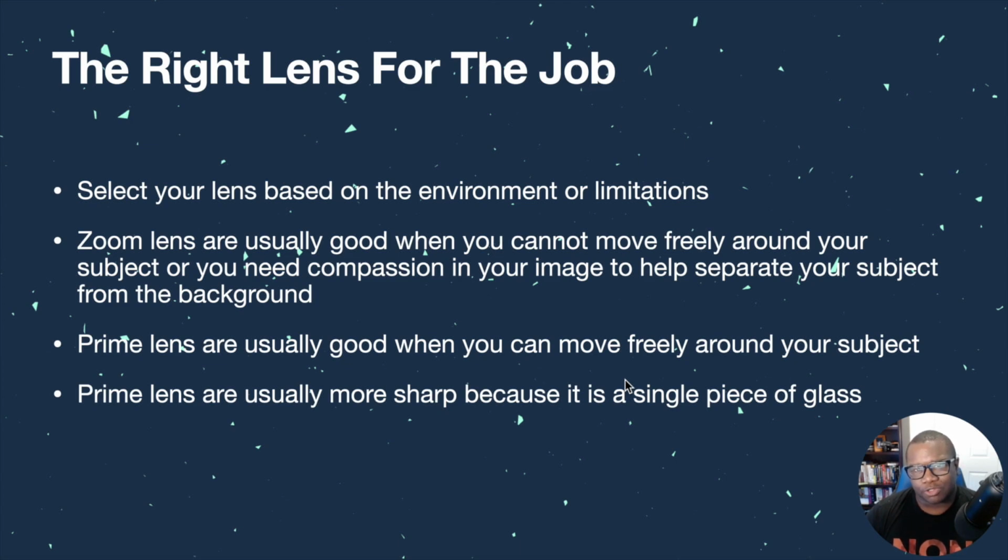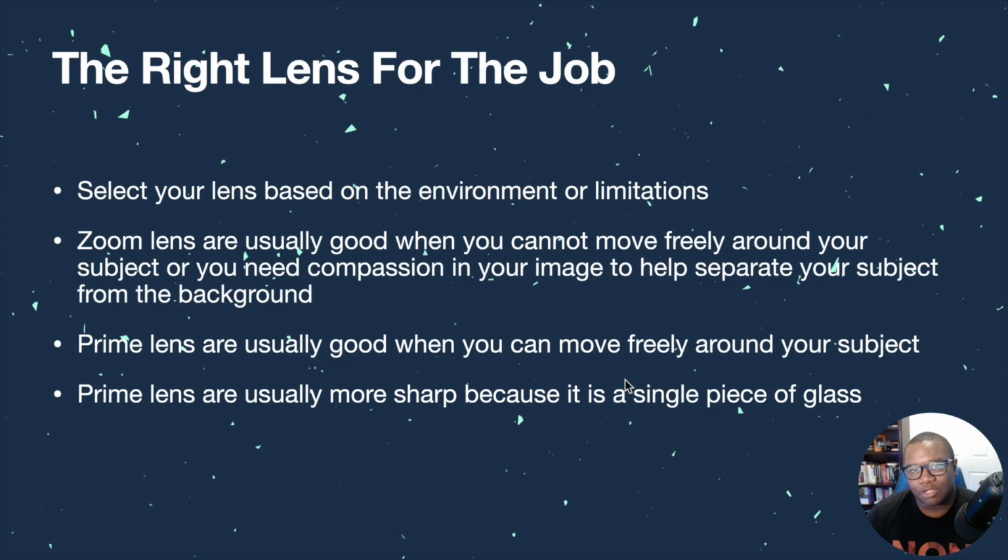However, when you're doing portraits and you're outdoors or whatever, you can move around your subject, maybe a prime lens will work out the best because you're not focusing on having to zoom, and you're also not being stuck in one area. So choose your lens based off of the environment that you're in and the limitations that you have. If you can move around freely, then maybe a prime lens is a good choice. If you can't move around freely, then maybe a zoom lens is a good choice, just because that gives you the variety that you may miss out on because you wouldn't be able to move around.